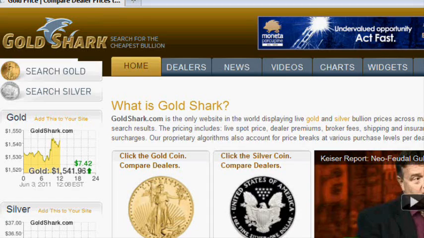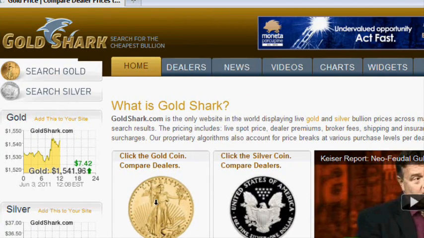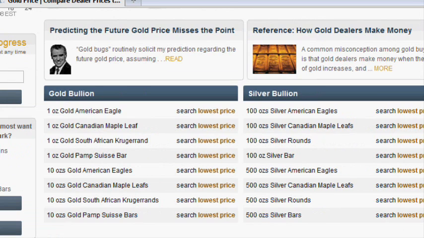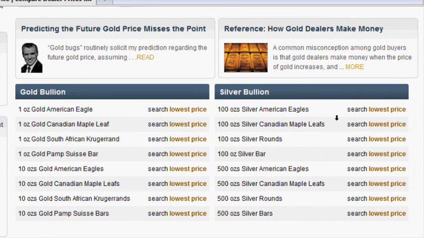I'm at goldshark.com, and it's a pretty cool web page. What I like about this is you can find the lowest price, or at least different prices for silver and gold. So because this is a silver log, we'll talk about silver.